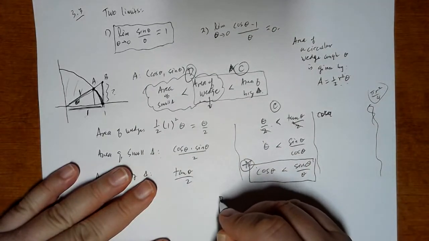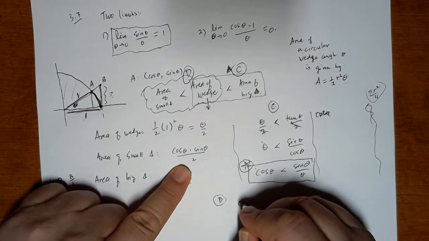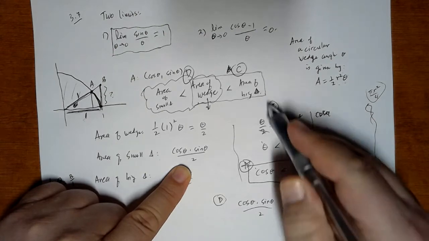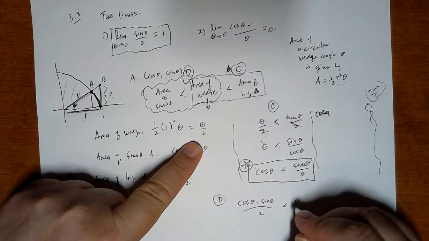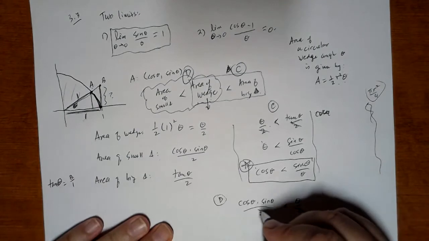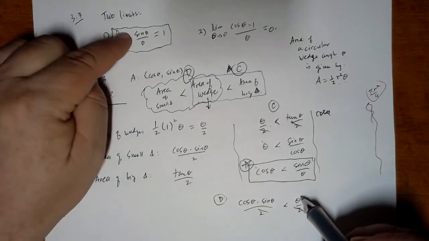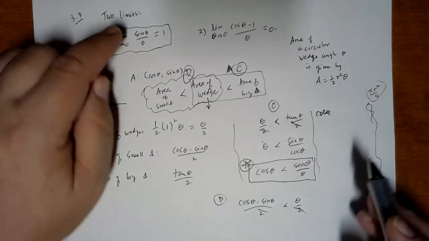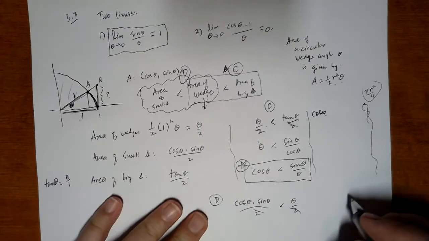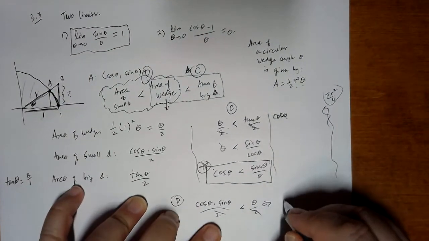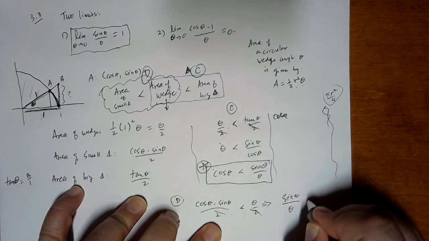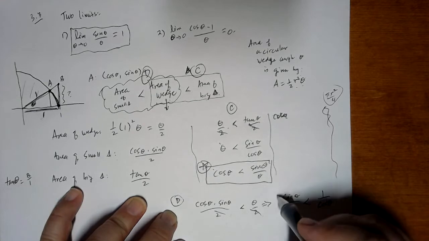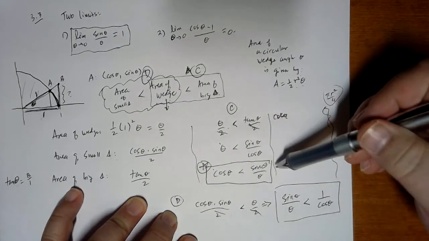Part D. Cosine of theta times sine theta divided by 2 is less than the area of the wedge, which was theta divided by 2. The 2's drop. And I remember when I'm trying to look for sine theta over theta, so how about if I divide by theta, divide by cosine? And so I end up with sine of theta over theta is less than 1 over cosine theta. Good. Do you see how we're going to put these two together now?